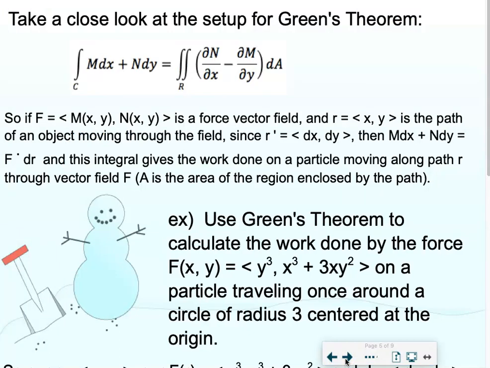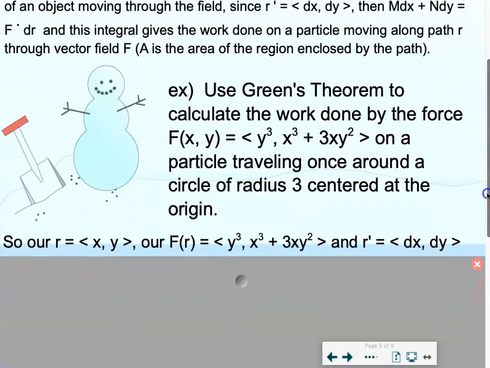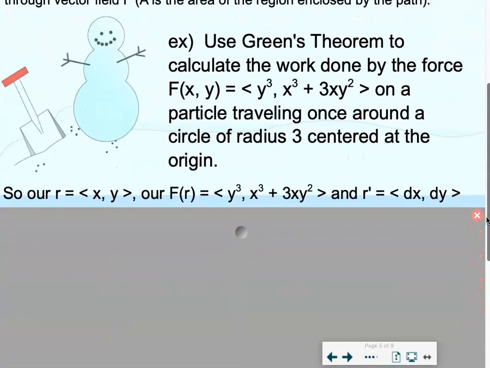This is me just reiterating again that this is equal to F dot dr. So again, Green's theorem gives the work done on a particle moving along path r through vector field F. That's just me saying that again. All right. Use Green's theorem to calculate the work done by the force F of x, y equals y cubed, x cubed plus 3xy squared, on a particle traveling once around a circle of radius 3 centered at the origin.